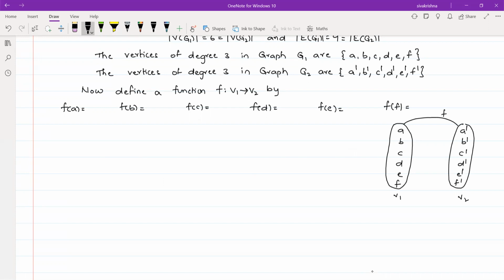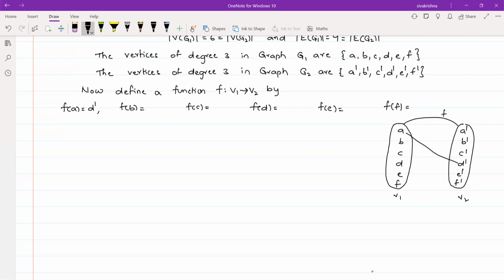Now we have to select the image of a by something. Here we have 6 options to select the image of a, because all the vertices are of the same degree. So you can select the image of a by anything. Now I am selecting the image of a by d dash. So I am writing here the image of a is d dash.